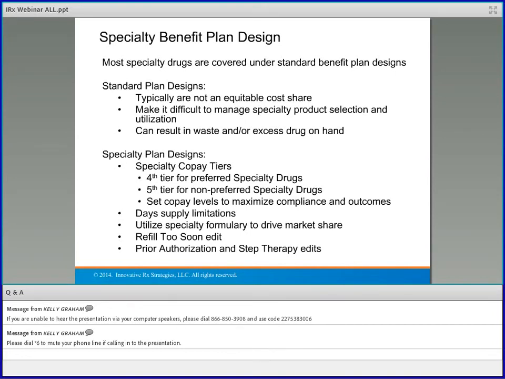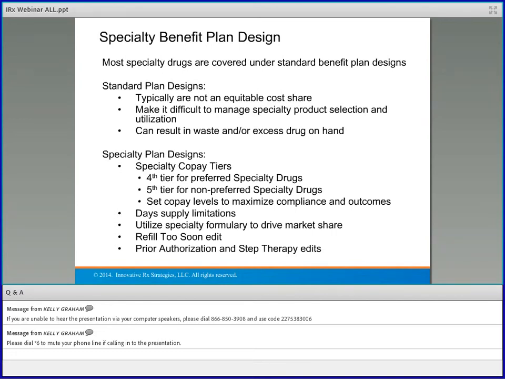Or if you want to put them on a percentage copay, can they afford to do that? That's where it gets tricky when you start putting in copay levels, because you really want to maximize compliance, get people taking their medications, and it's really the outcome you're looking for, not only on the medication side but on the medical side as well. So from a plan design perspective, it's really important to think about where you set those copays to make sure people can stay compliant with their therapy and ultimately you get the outcomes.